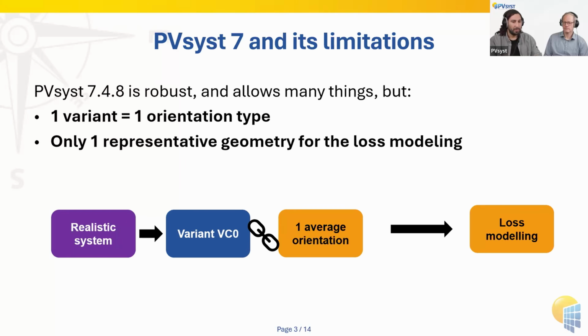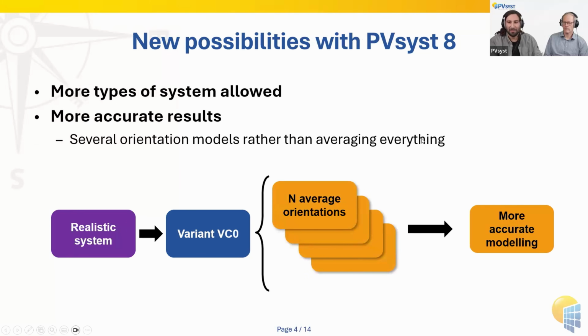The second problem was that in most cases, since we had only one type of orientation, we also had only one representative geometry for the modeling. That was limiting because it could limit the accuracy of our calculations. And so this motivated us to develop PVsystCLI 8.